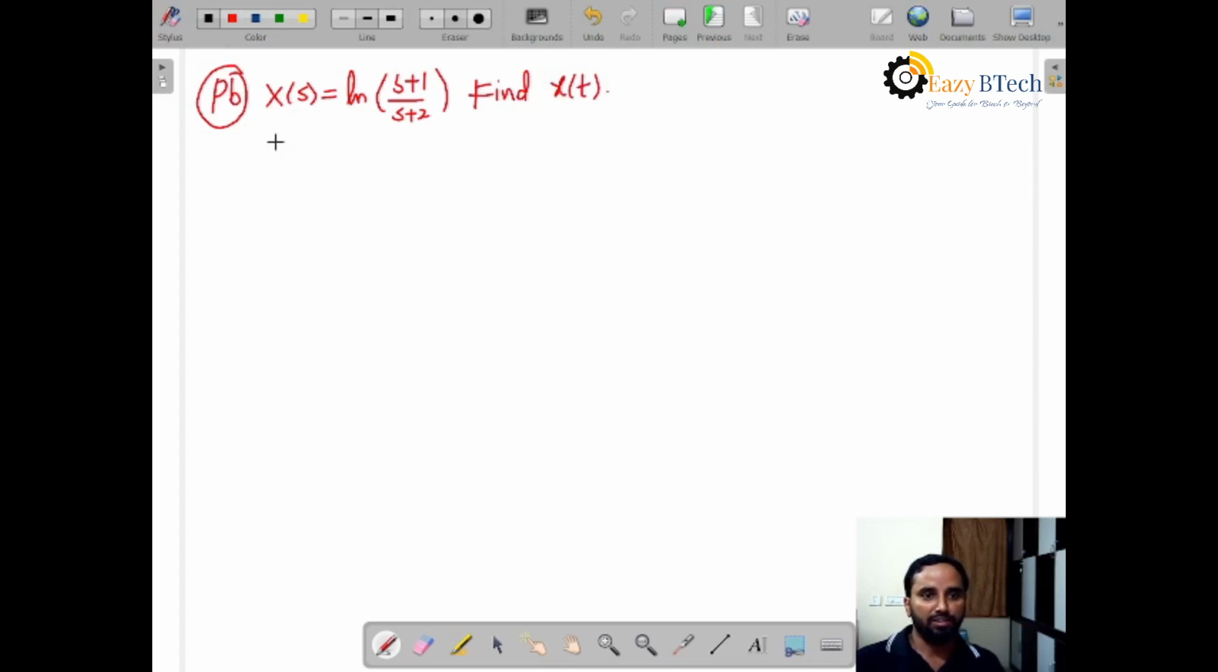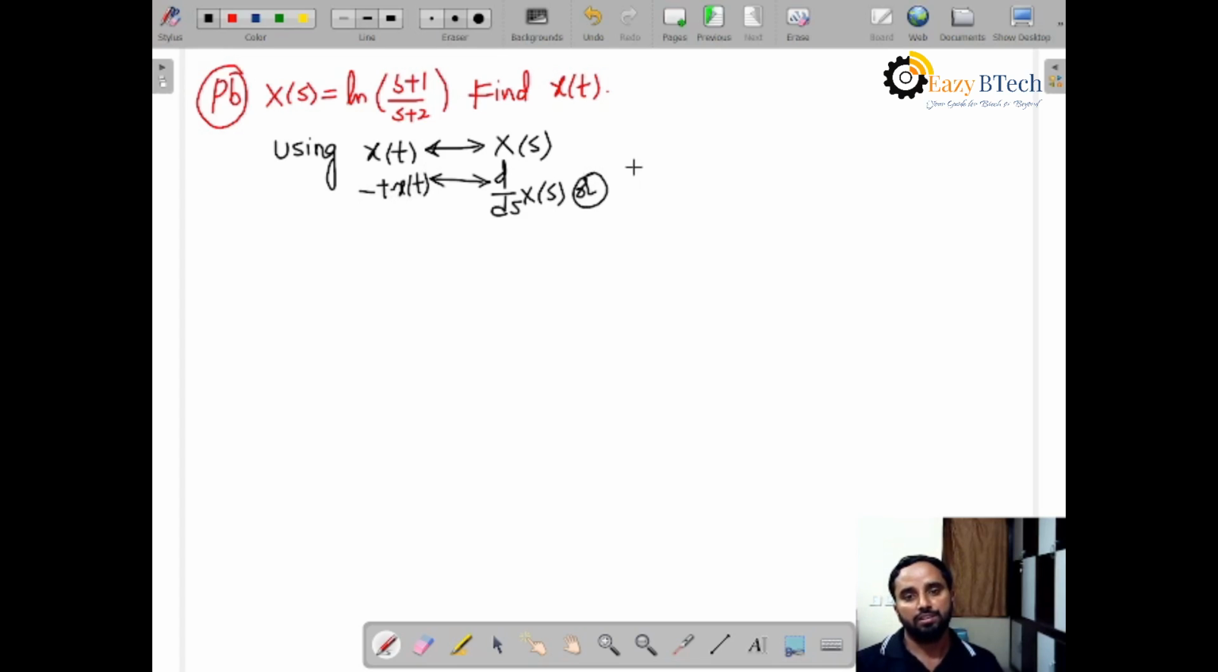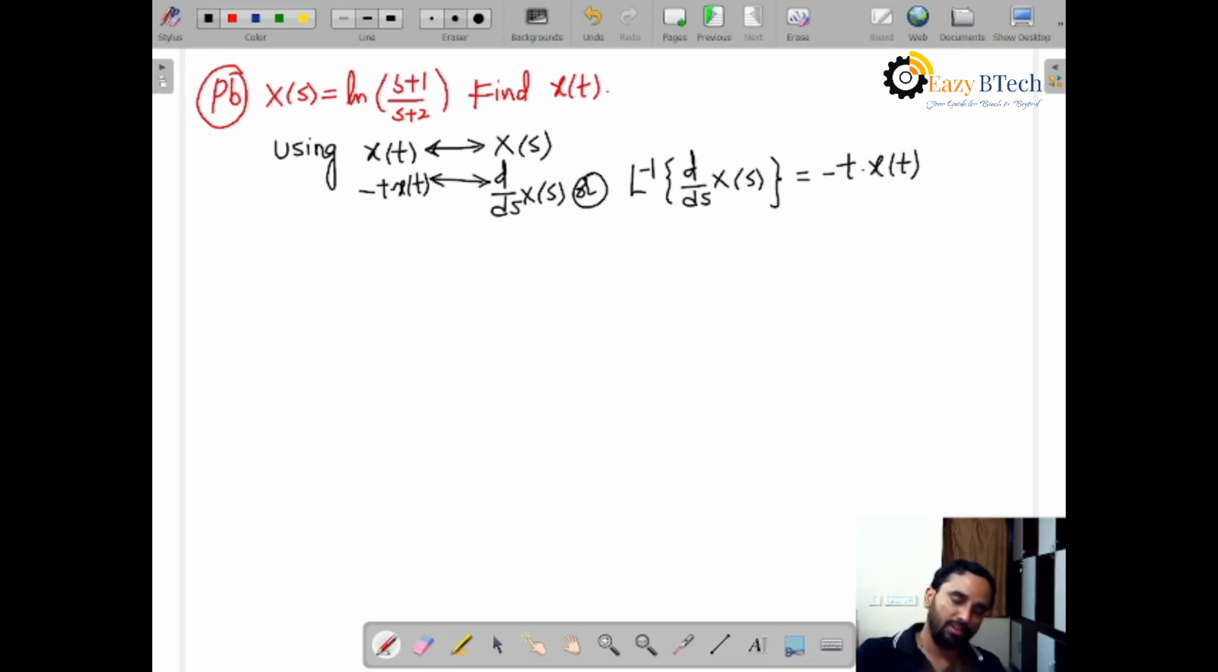This we can do using the differentiation property in the S domain. So using this property, x of t has Laplace transform x of s. Differentiation in S domain means d by ds of x of s. It is minus t into x of t. We can also write inverse Laplace of d by ds of x of s will become minus t into x of t. So this property is useful.